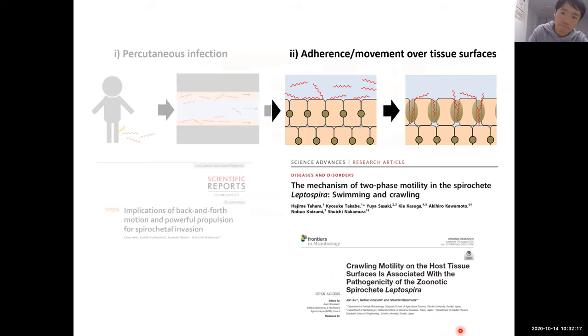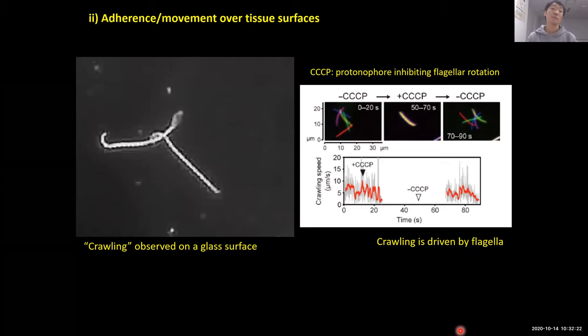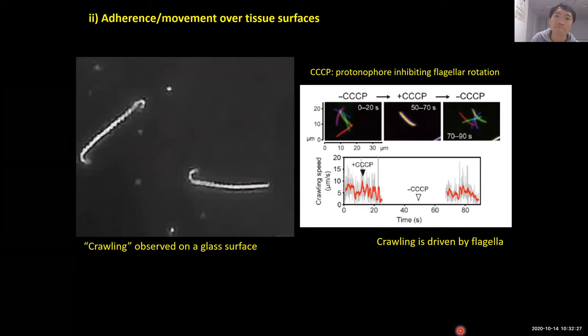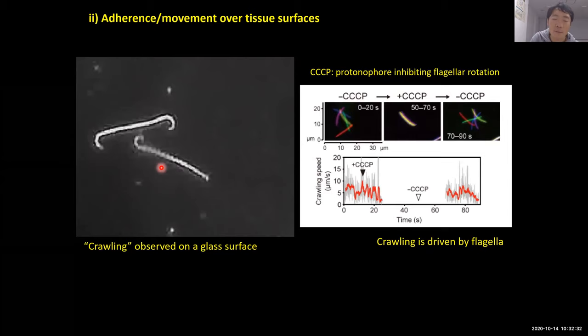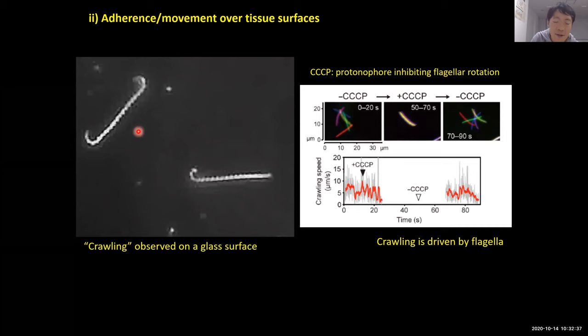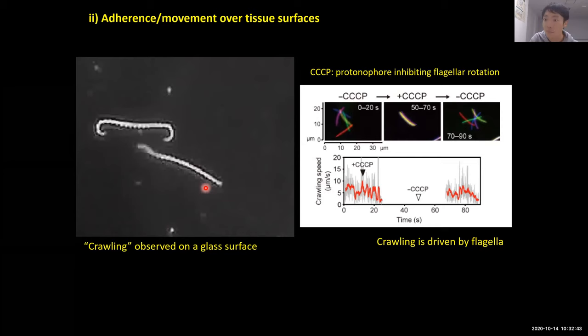First, I need to explain the crawling motility. This is the surface motility of leptospira. This is a real-time replay, and these two cells are attached, anchored on the glass surface at this point. However, they can move smoothly.